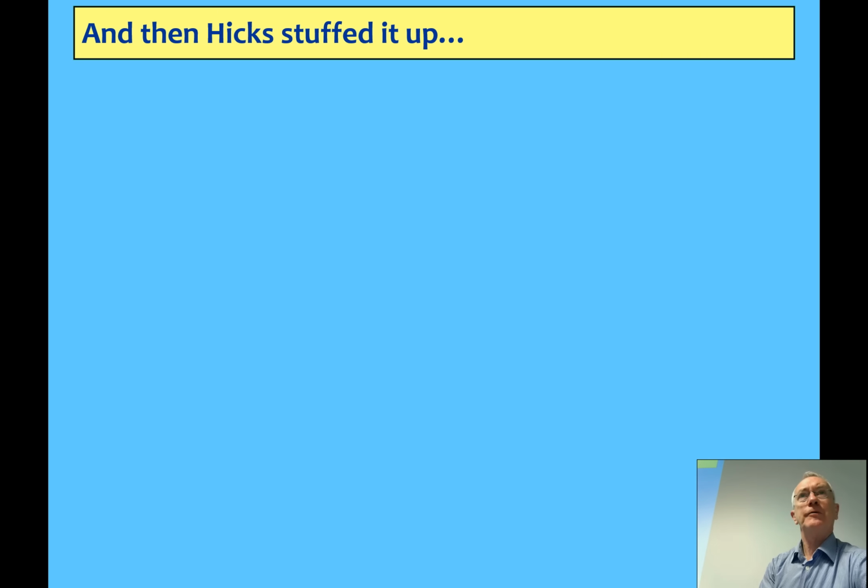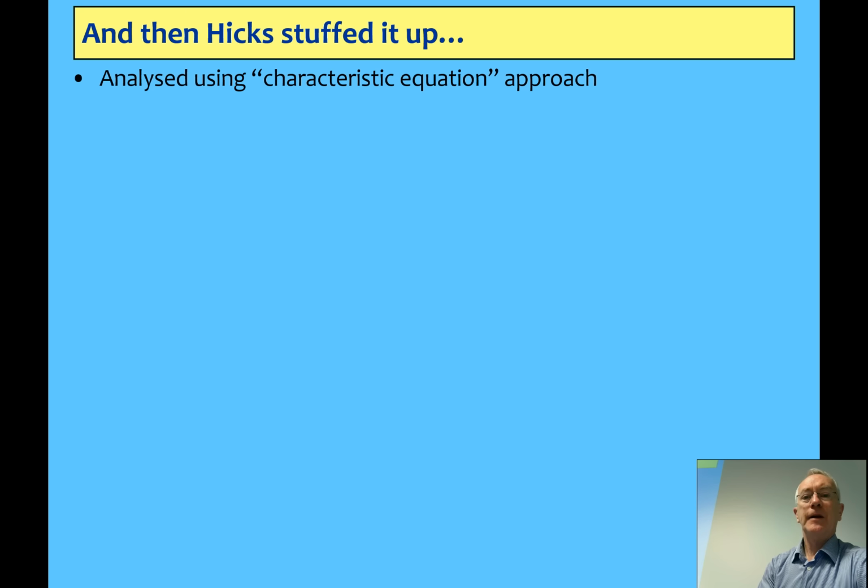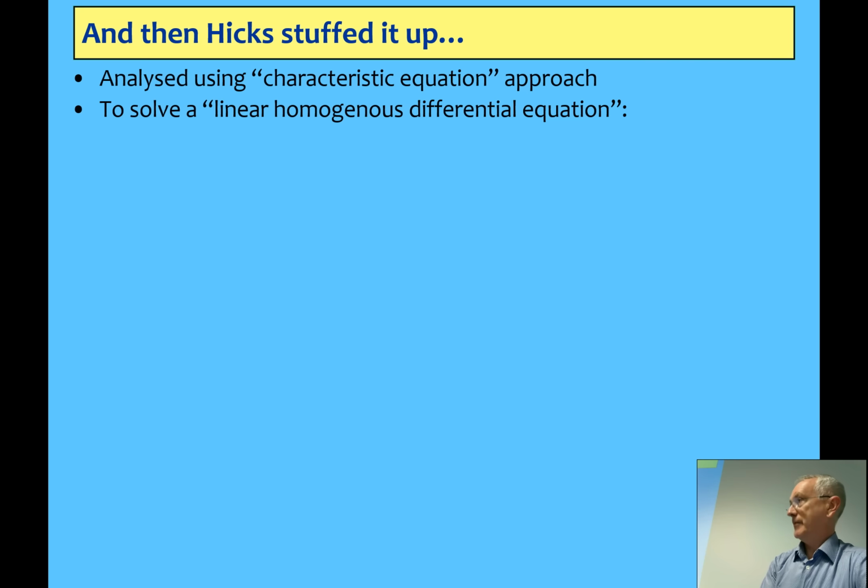Has anybody seen this before? Or is this new? I claim there's a mistake there. Okay. Well, let's see how they went about getting their answer. First of all, they took the characteristic equation.